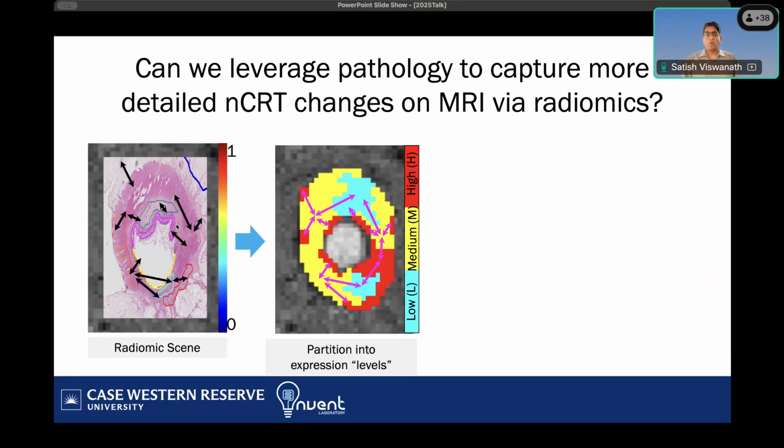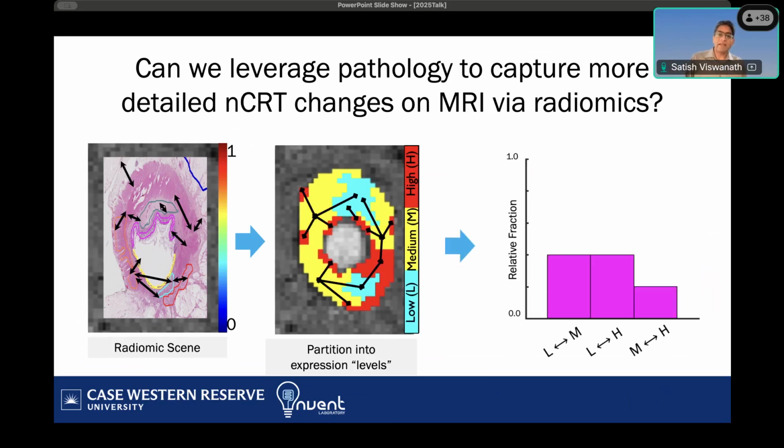And so what we did, to quantify these interactions, to quantify the interplay, is we actually built a graph. This is a very simple graph that we built over here, but this can be made more complex as well. And that allows us to derive a signature which captures the interplay of different compartments on the radiomic scene, which is intended to be a surrogate of the interplay of different compartments on a pathologic level.